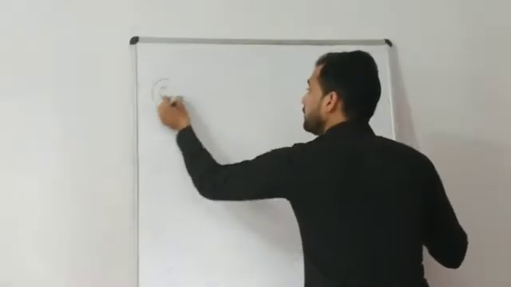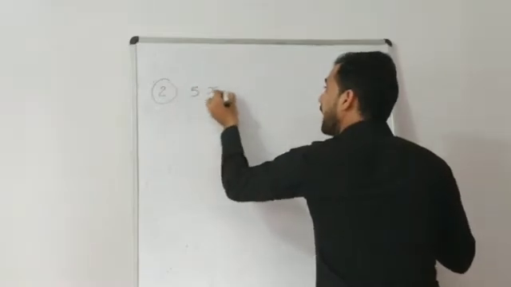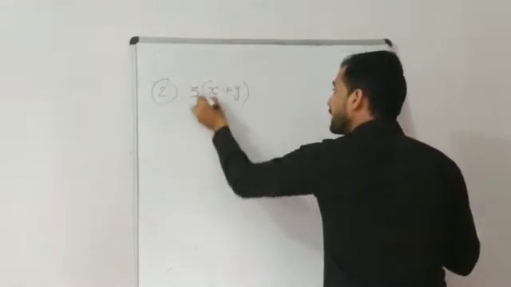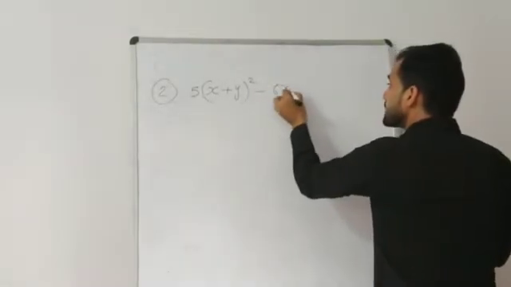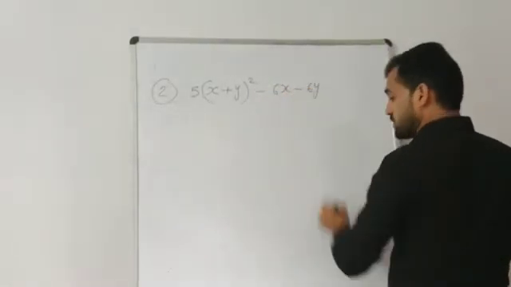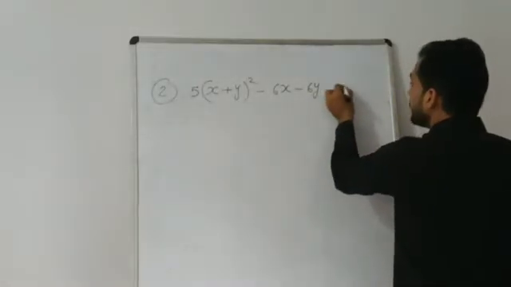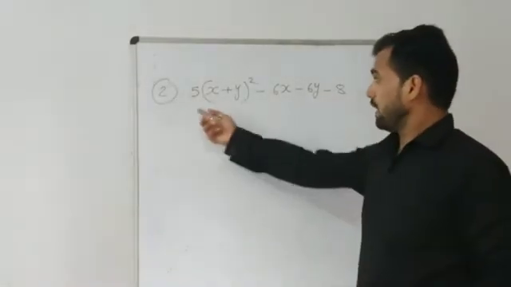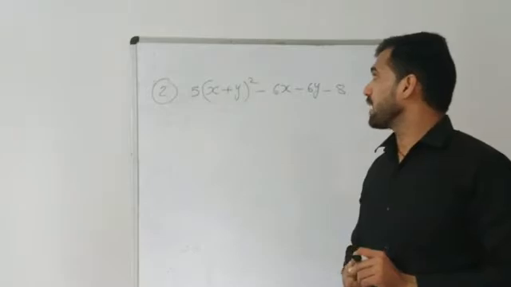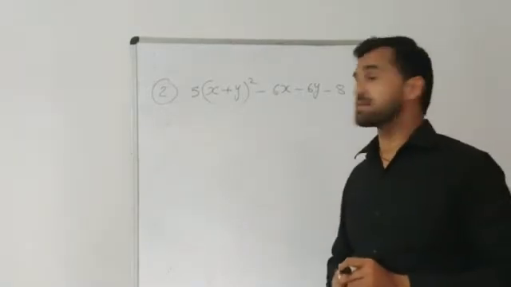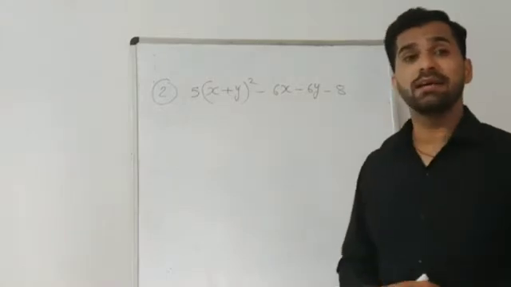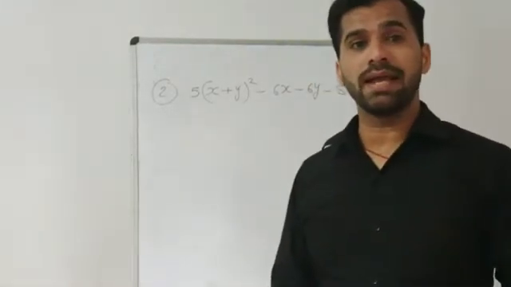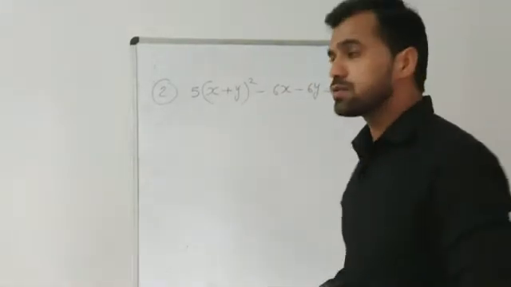Suppose we have given 5(x plus y) whole square minus 6x minus 6y minus 8. We are having two variables, x and y. So how to solve it?